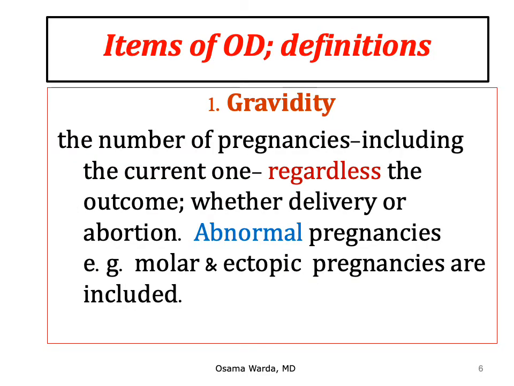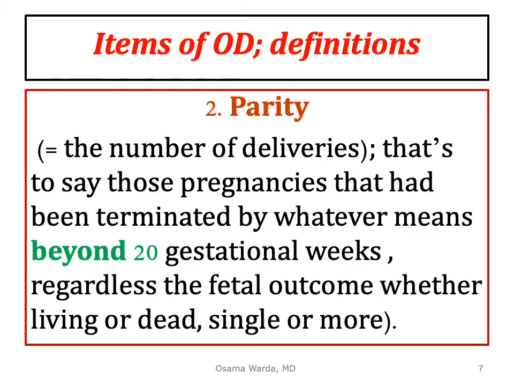We start with gravidity. What's meant by gravidity? Gravidity means number of pregnancies, including the current one. It does not matter whether that pregnancy was normal or abnormal. For example, if the patient had an ectopic pregnancy, it is counted in gravidity. If she had a molar pregnancy, it is counted in gravidity. So gravidity means number of pregnancies including the current one, regardless of its nature.